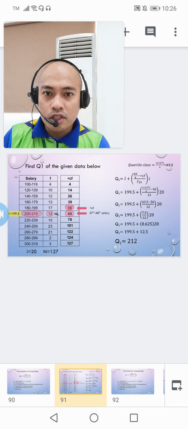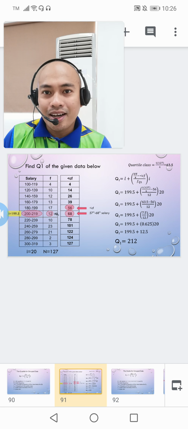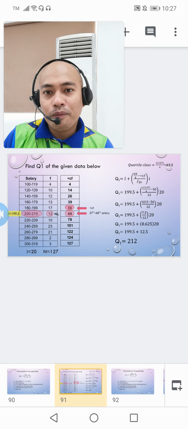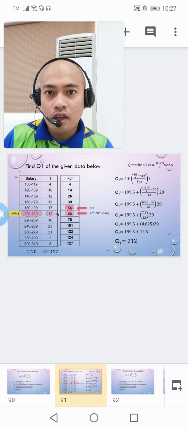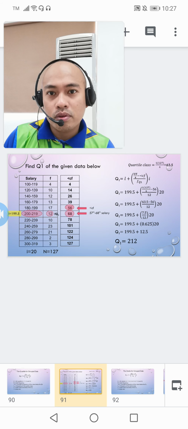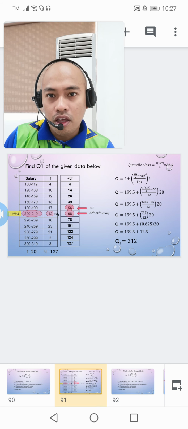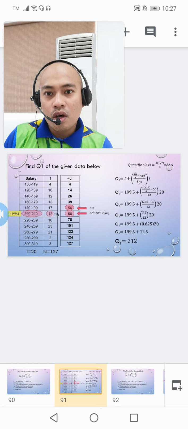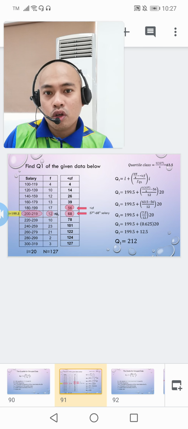I repeat, since the less than cumulative frequency, which is 68, covers the 57th position up to the 68th position, and our computed value of kn over 4 is 63.5, it belongs to 68 less than CF. So therefore, the corresponding interval of that 68 in the less than cumulative frequency will be the quartile class of your Q1.